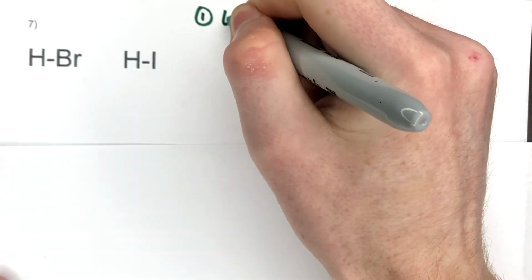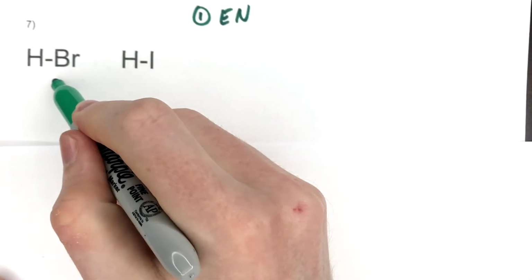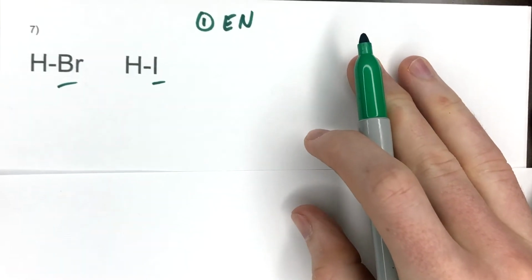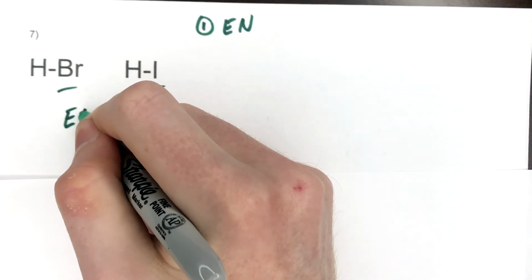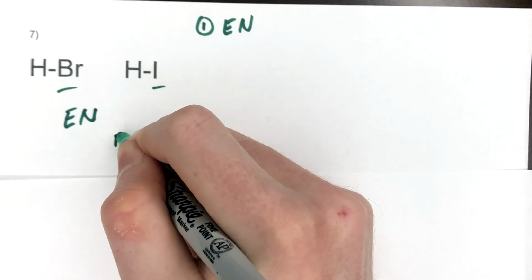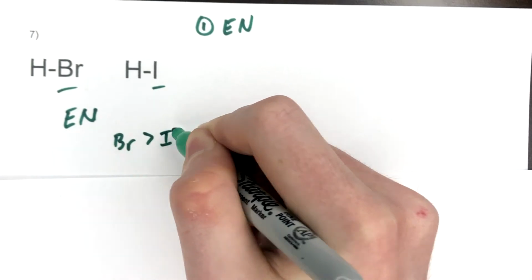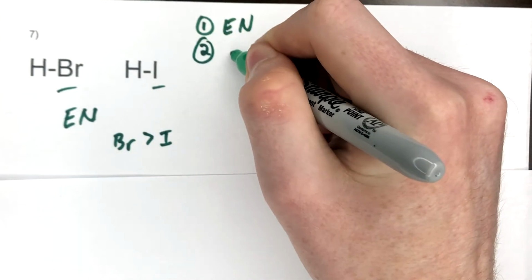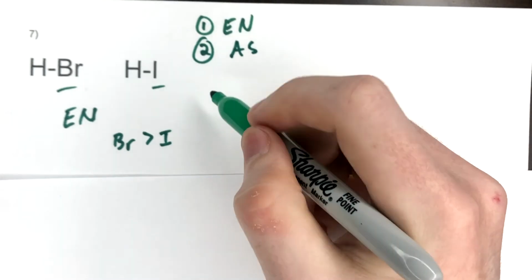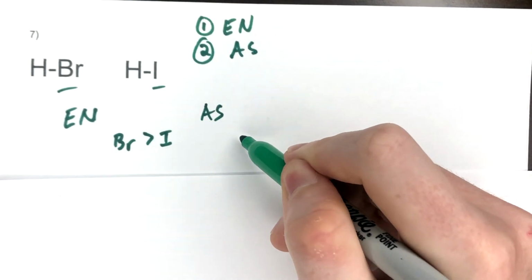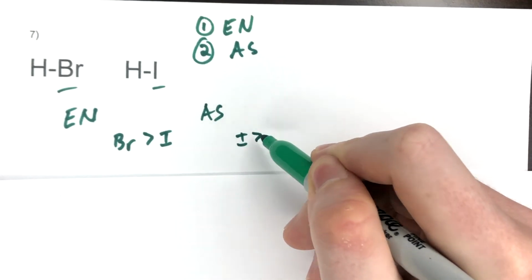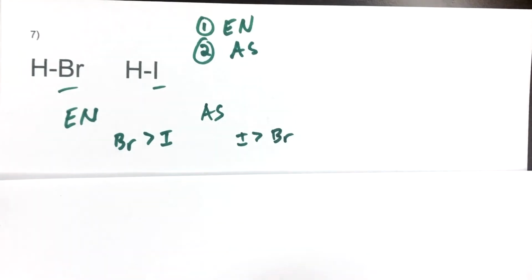So let's go through our checklist. First of all, electronegativity. Is there a difference between the electronegativity of the atoms bearing the hydrogen? And there is. We know that bromine is more electronegative than iodine. Secondly, there is a difference in atomic size. This is very similar to the sulfur question. So for atomic size, iodine is larger than bromine.